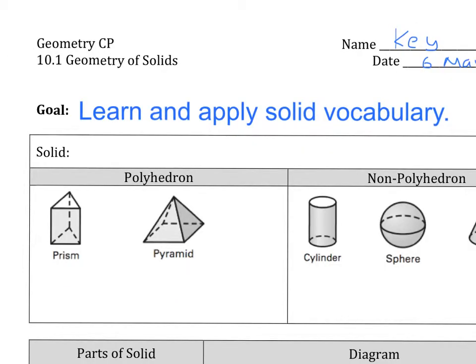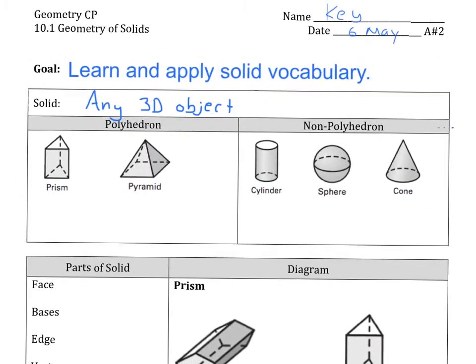So what is a solid? The first thing is a solid is any three-dimensional object. And the nature of three-dimensional objects is that you can touch it, you can hold it, it's got depth, it's got width, etc. So we also classify different types.